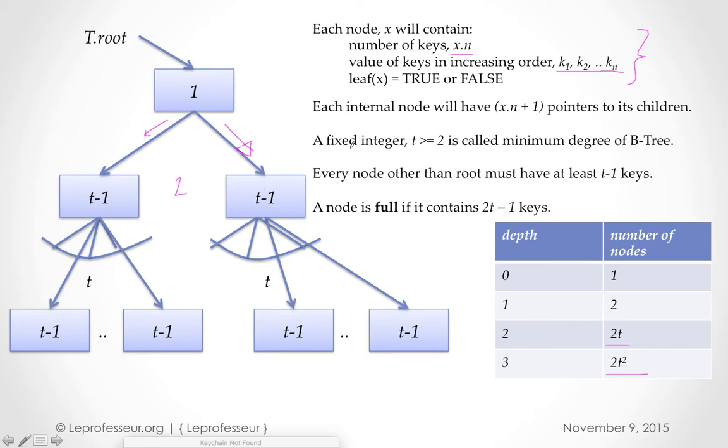Now, t lets us put an upper bound and a lower bound on how many keys a node will have, and a fixed integer greater than or equal to 2 is called the minimum degree of the B tree. What it means is that every node other than the root must have at least t minus 1 keys, and at most a node can have 2t minus 1 keys. If a node has 2t minus 1 keys, we say that node is full. Simple enough.